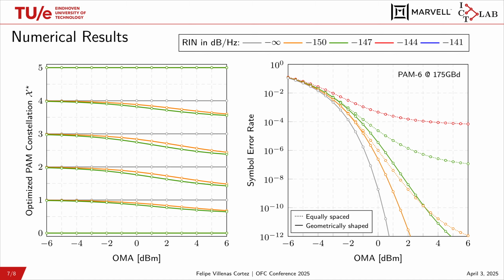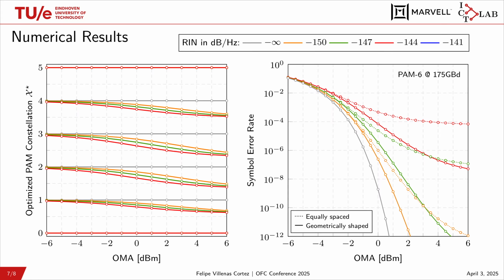Next, for -144 dB over Hertz, we obtain a higher error floor. And for the optimal geometrically shaped constellation, we see that once again we're able to lower the symbol error rate and match the performance of the system with a lower RIN parameter at around 3.5 dB, with the intersection here. If we take a look at the constellations on the left, they follow the same trend, but now as the RIN parameter increases, the inner points start to deviate at lower OMA values, and this is due to the RIN becoming more dominant for lower optical values.